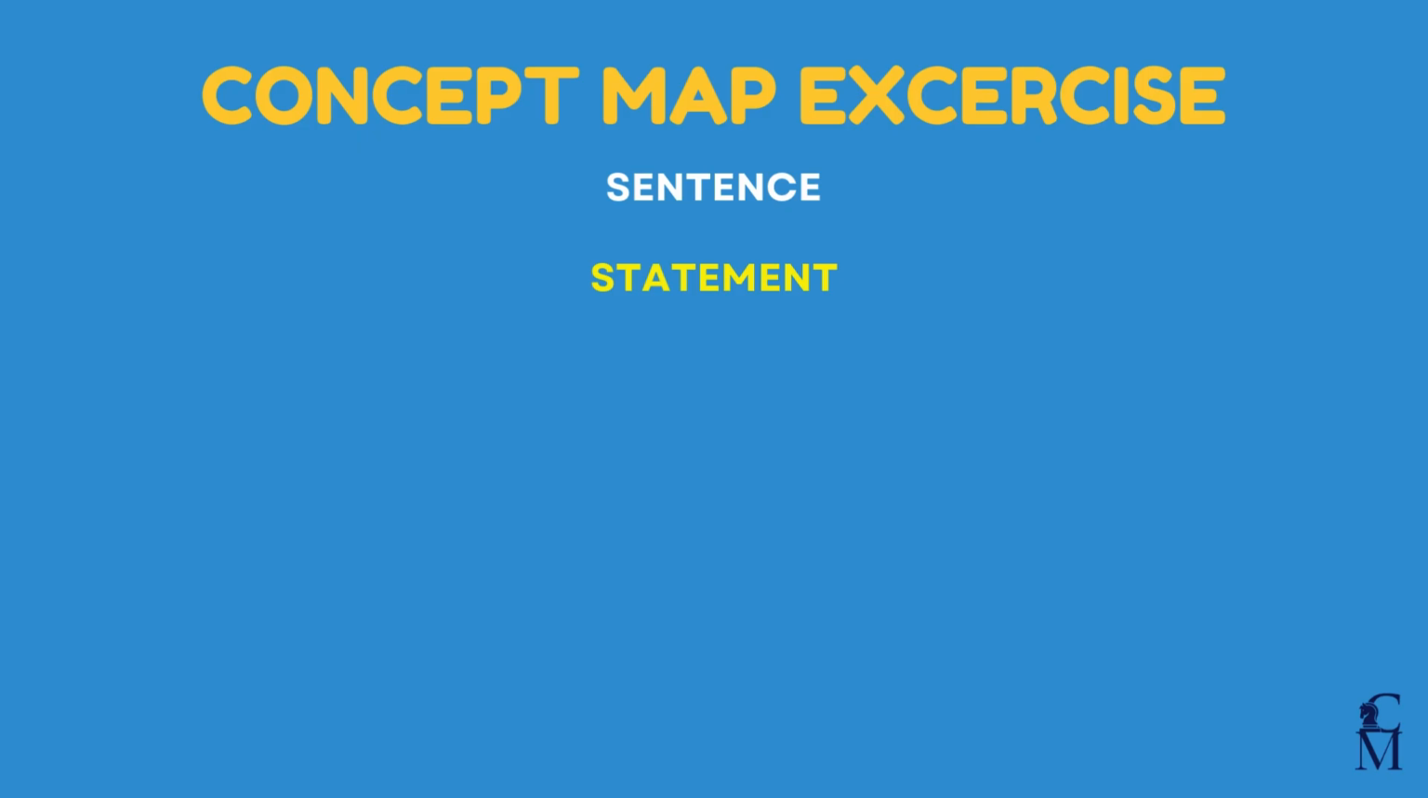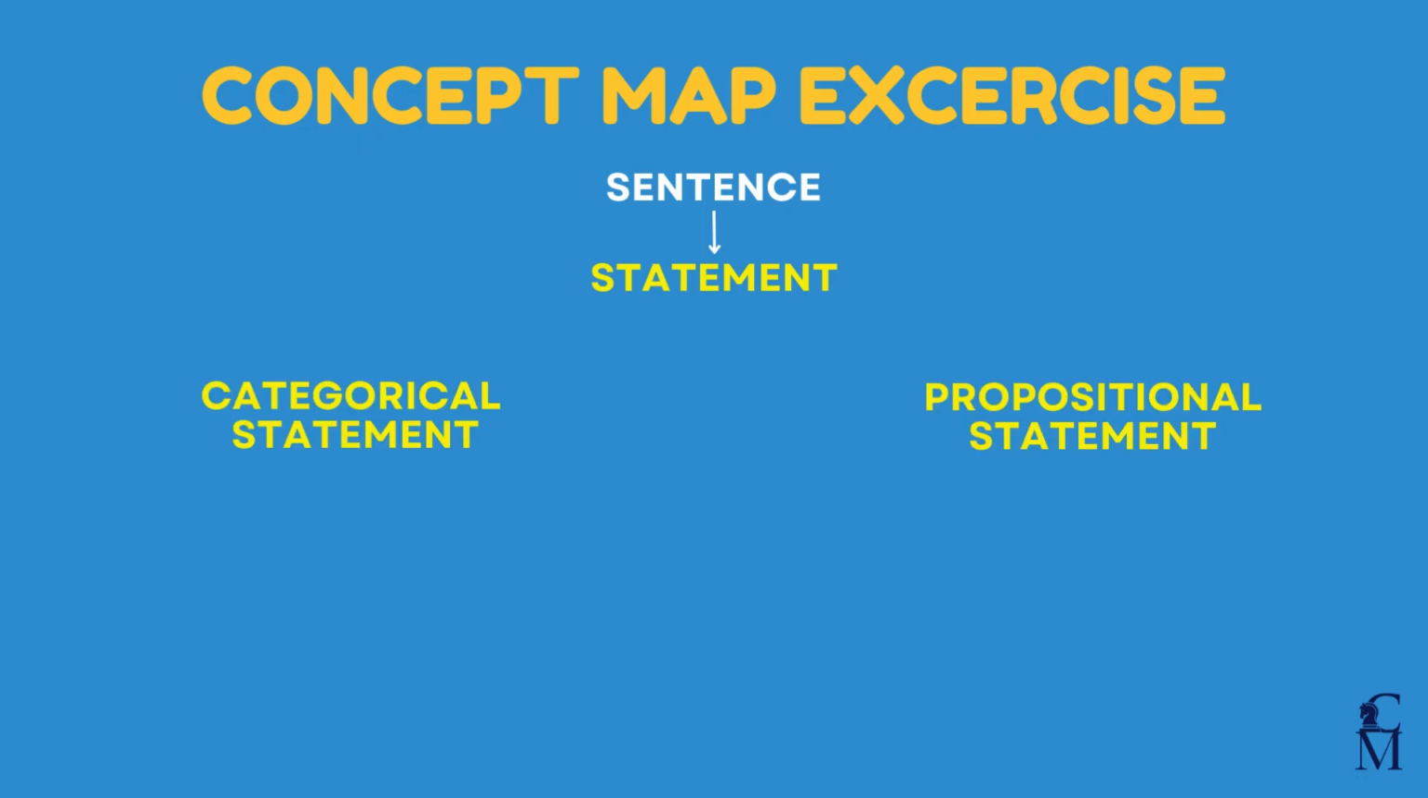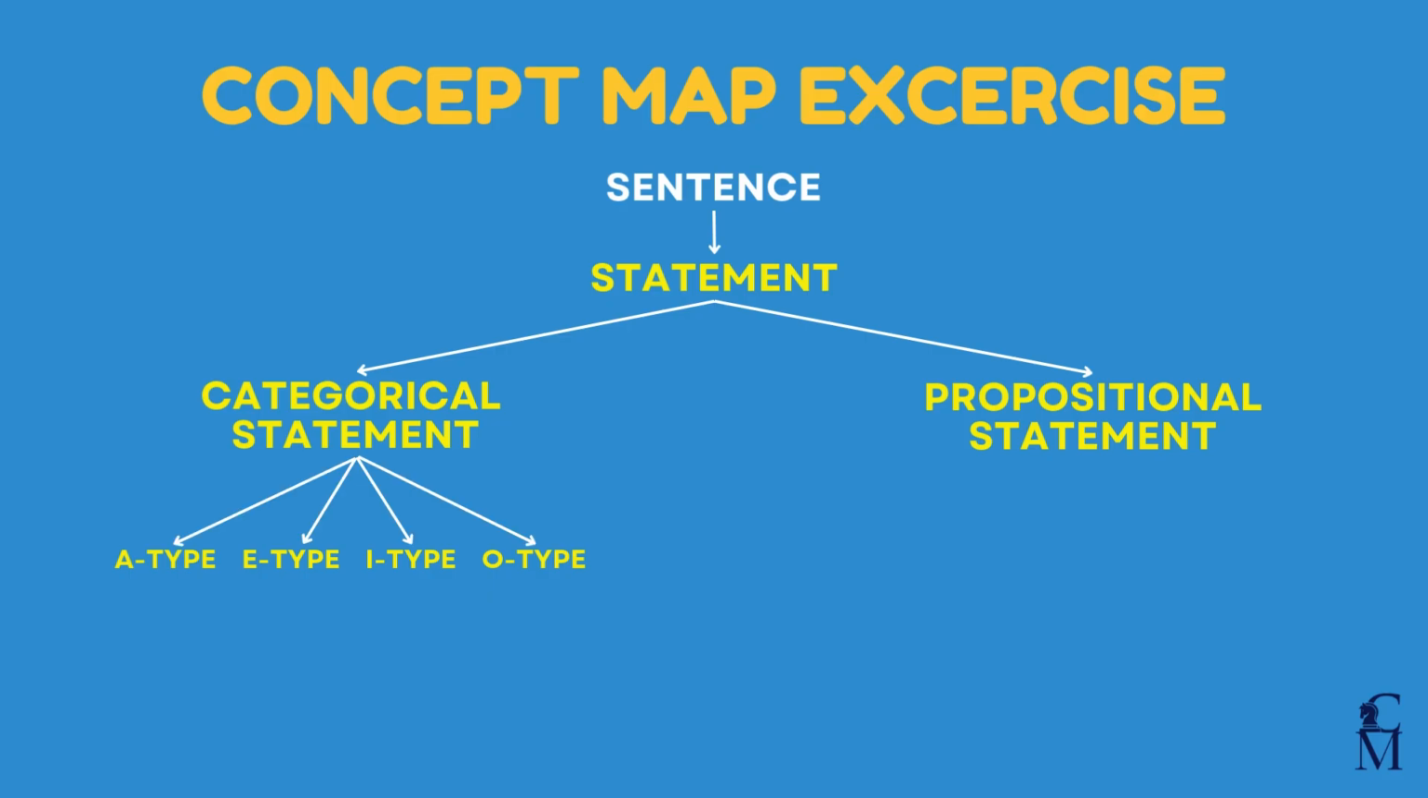So, the word statement should be placed under the word sentence, with a line connecting the word sentence to the word statement. Under the word statement, you should have the words categorical statement and propositional statement, and a line should connect each of these words to the word statement, since these are both kinds of statements. Then, since A-type statement, E-type statement, I-type statement, and O-type statement are types of categorical statements, each of these words should be placed under the word categorical statement, with a separate line connecting the word categorical statement to each of these different types of categorical statements.